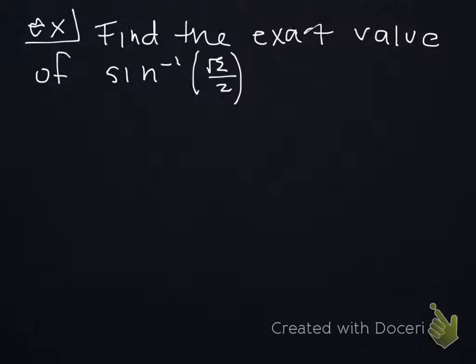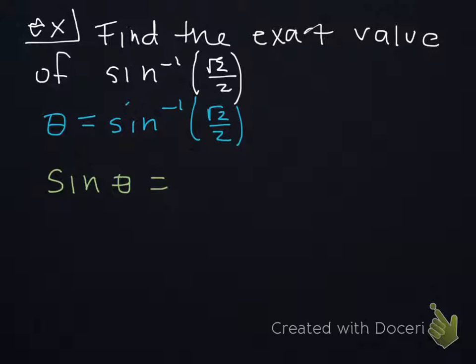So again, the way we go about this, the first thing we would write is that theta equals the inverse of sine of root 2 over 2. And we want to get that out of this notation and write it in a different way. So the way we would want to write it is that sine of theta equals root 2 over 2.